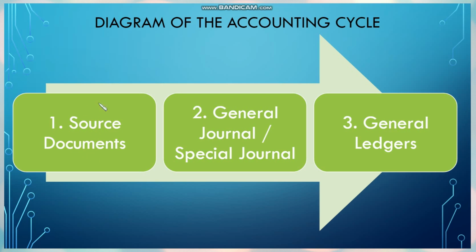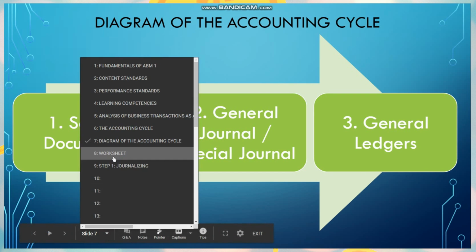So from these source documents, we get the information, and then we record these transactions for the first time in the general journal and other special journals. That's why we call the general journal the book of original entries, because this is where we record the entries for the first time. Now, the journal entries are then summarized in the general ledgers, and the general ledgers are called the books of final entries.